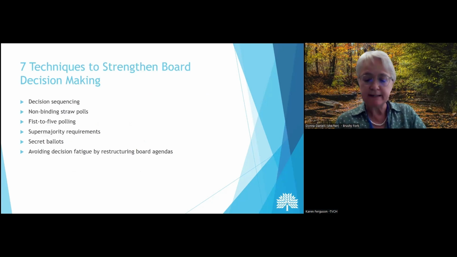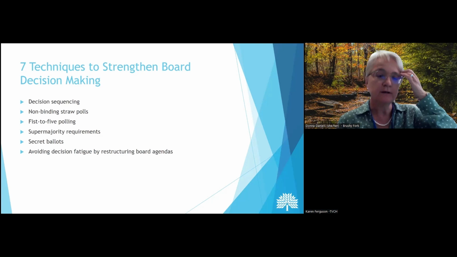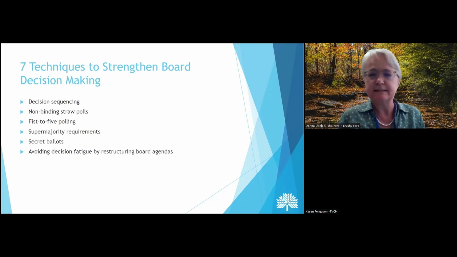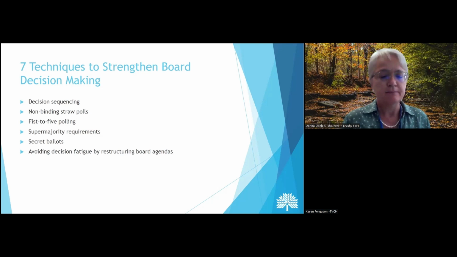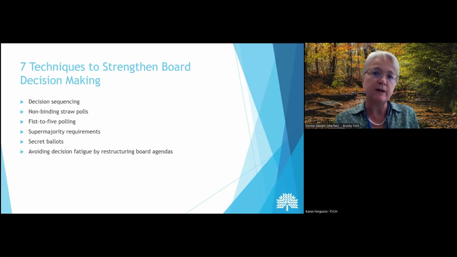So there are some techniques that I wanted to go over really quickly. This is not Robert's Rules of Order, but if you're thinking, I need to strengthen my board's decision making, that yes, we try to do things with Robert's Rules of Order, but we don't really get a lot of time to discuss things, or sometimes we just want to check the temperature about something with the board and how they're feeling. Some of these techniques include decision sequencing, so that you can require that issues be presented throughout several meetings before a decision is made or before a vote is allowed.